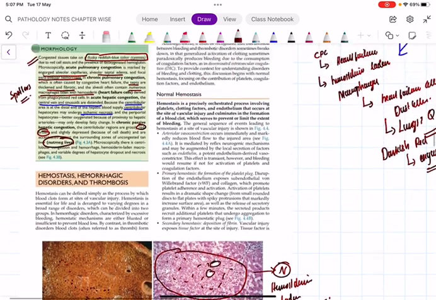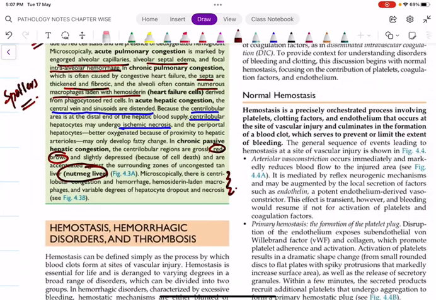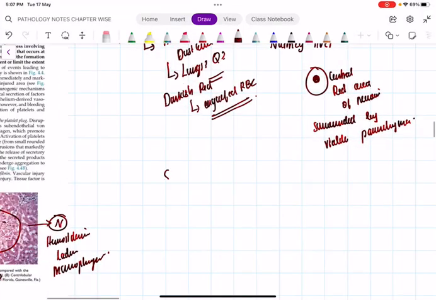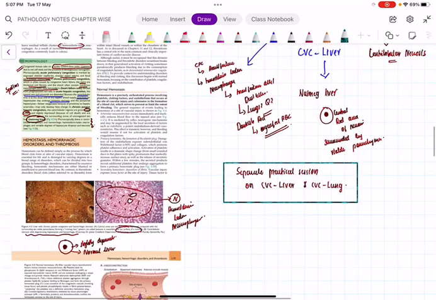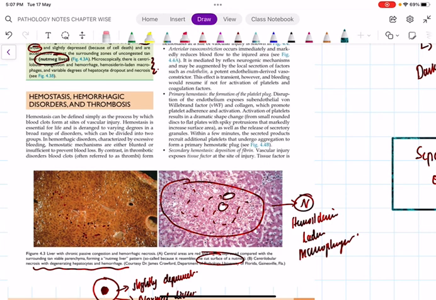Okay, fine. I hope this is very clear for you. Once again I am telling, I will be having a separate practical session on CVC liver and CVC lung. We will discuss a bit more detail there. I hope it's clear for you. Now let us see.